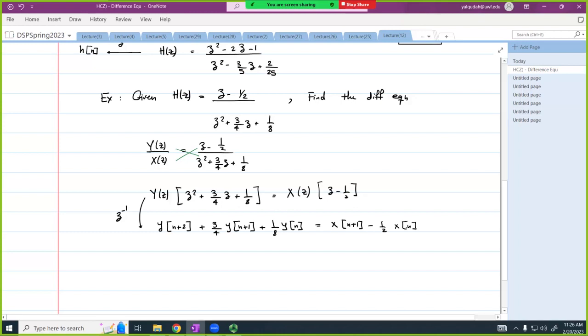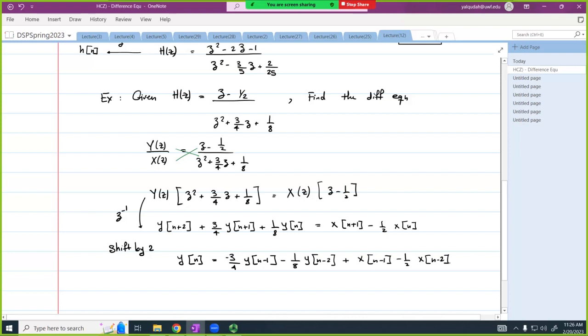What do we do next? Since the output is n+2, we're going to shift it all by 2. And that will give me y(n) equal to -3/4 y(n-1) minus 1/8 y(n-2) plus x(n-1) minus 1/2 x(n-2).